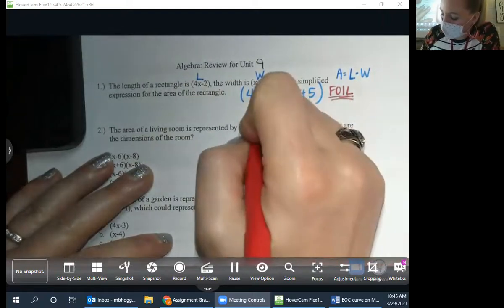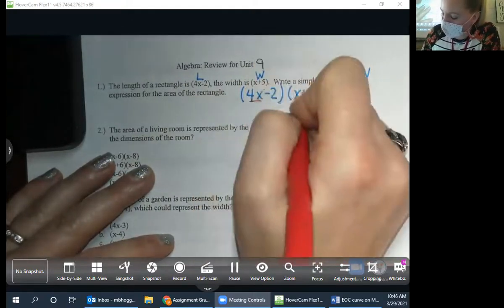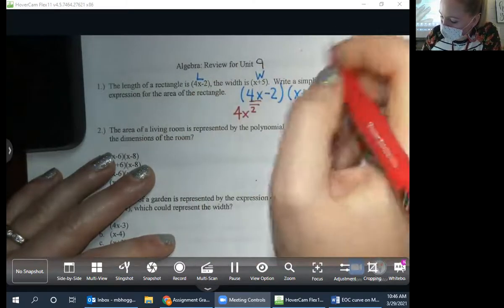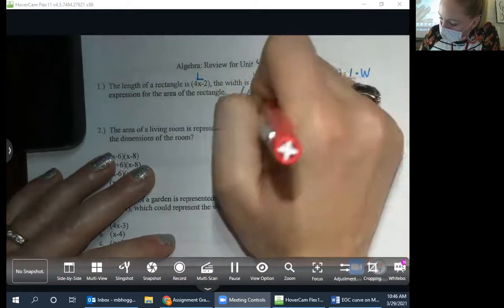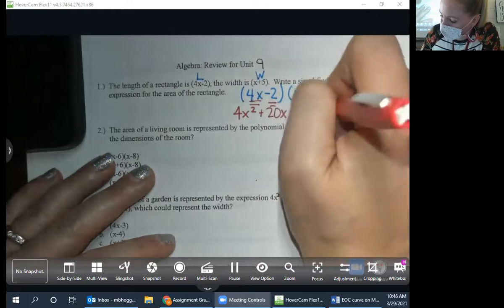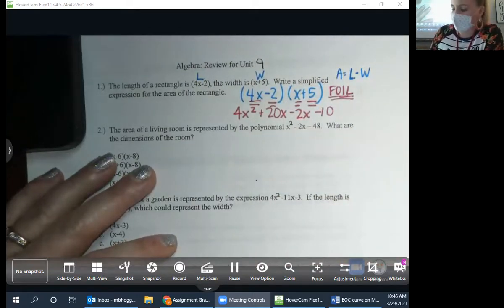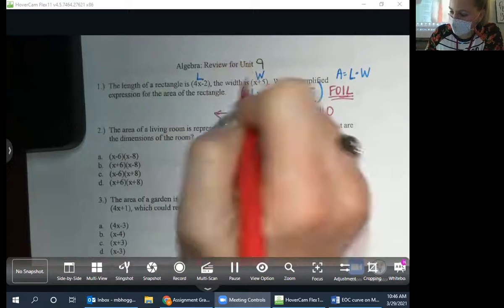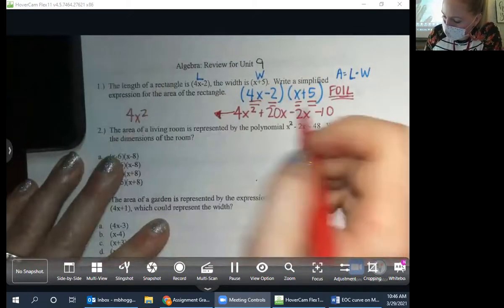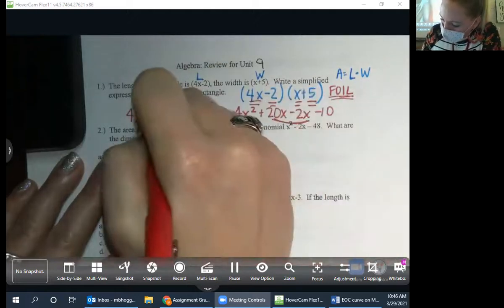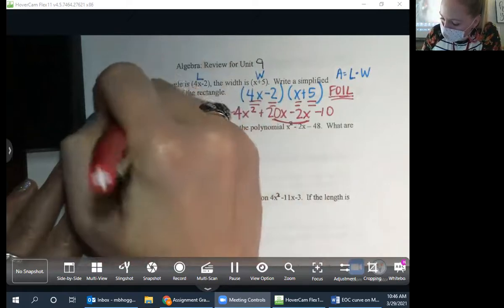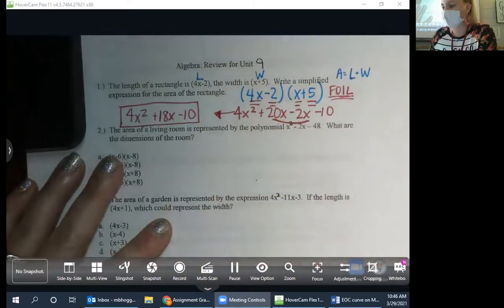So let's do that. Everybody FOIL this right now. 4x times x is 4x squared. 4x times 5 is 20x. Negative 2 times x is negative 2x. And negative 2 times 5 is a negative 10. All I did right there was FOIL. And then I'm going to clean this up over here because I kind of ran out of room. So I would get 4x squared, combine these, plus 18x minus 10. And that's your answer.